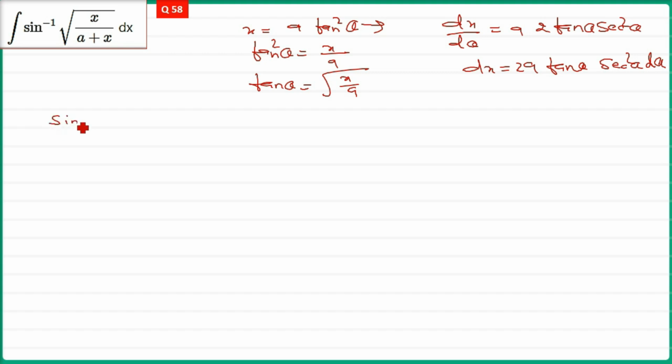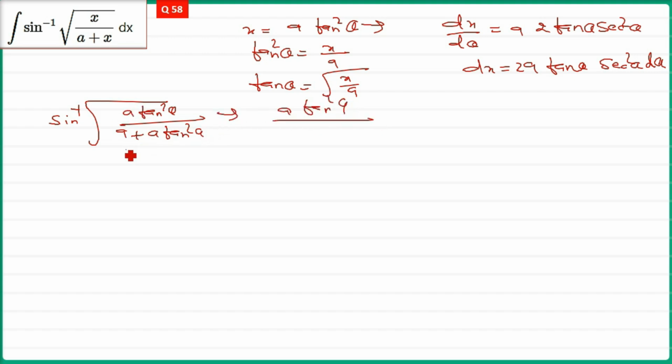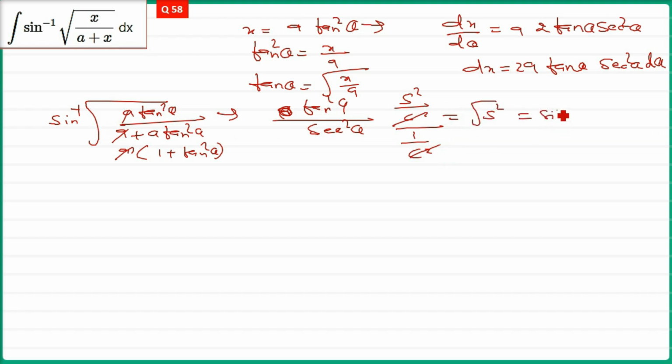Now this integration will become something like this. Sin inverse under root, what is x? A tan square theta. In the denominator a is already there. In place of x, write a tan square theta again. Now what will be inside the root? A tan square theta, you can take a common, it will be 1 plus tan square theta. And 1 plus tan square theta is simply sec square theta. So you have tan square theta by sec square theta. Tan square theta is sin square theta by cos square theta. Sec square theta is 1 by cos square theta. This gets cancelled. You only get sin square theta, and it is under root. So only sin theta will come. And sin inverse and sin can be cancelled. Now you realize why we placed x equals a tan square theta.